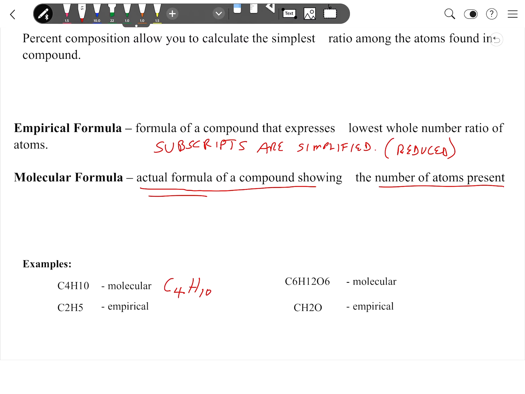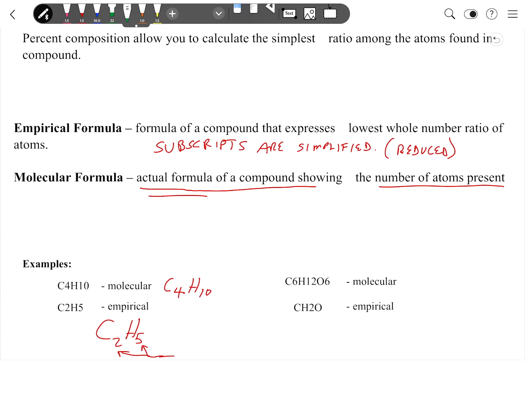What we can do to that, if we wish to, is that the 4 and the 10 can both be reduced, divided by 2. And if you do that, you end up with C2H5, and that would be an empirical formula because those subscripts at the bottom cannot be reduced any further. So that is your empirical formula, C2H5.